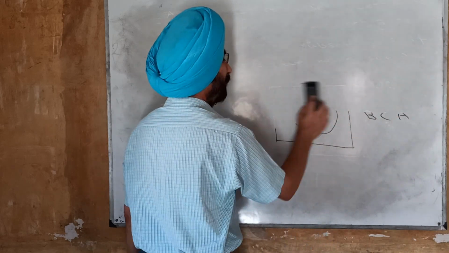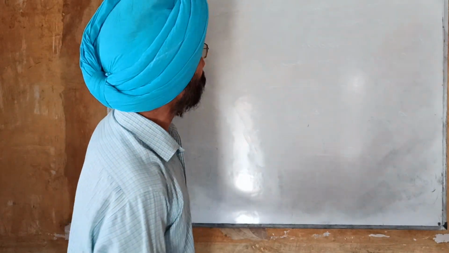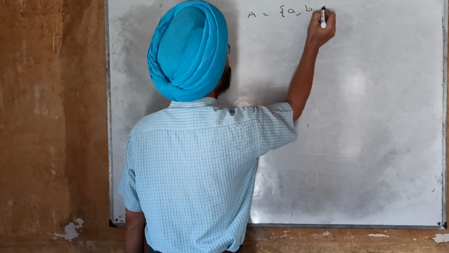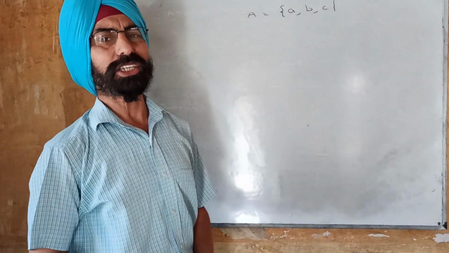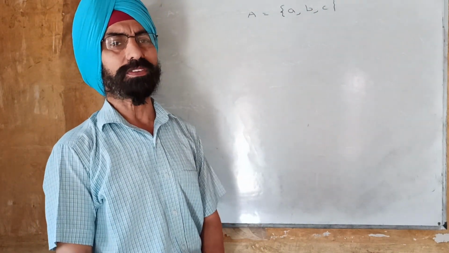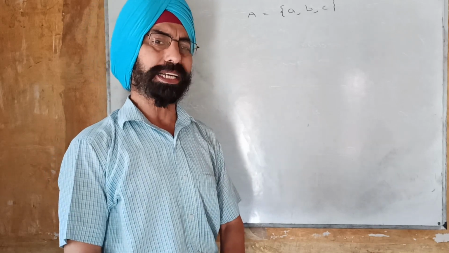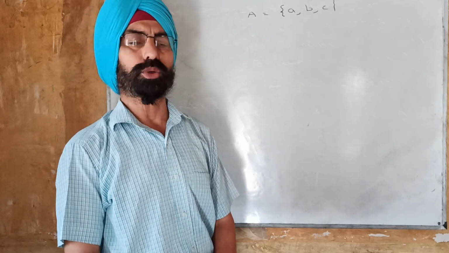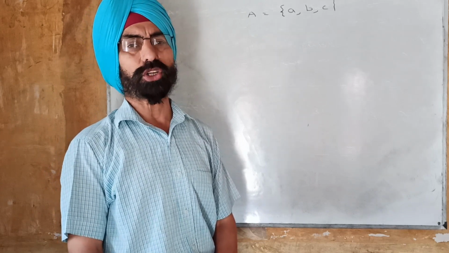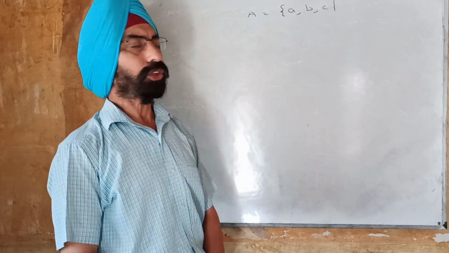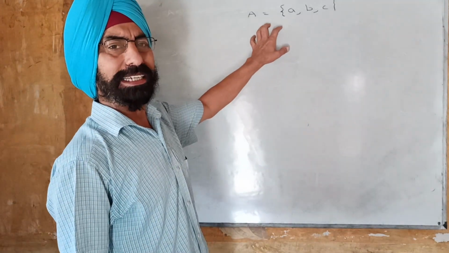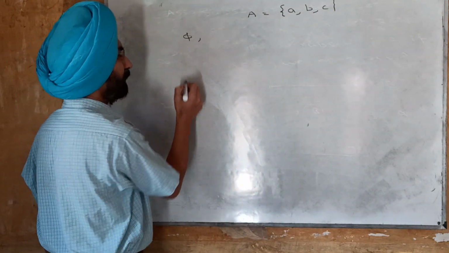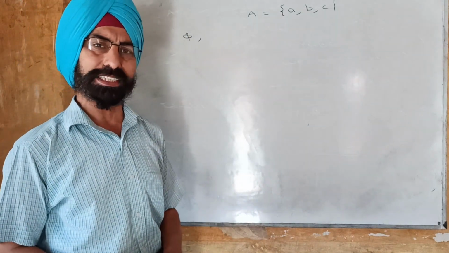Now let us move on to some example. Let me write a set. I am writing a set A consisting of three members, namely A, B and C. Let us write all the subsets of A. One thing is to be noted that phi, that means empty set, or you can say null set, or you can say void set, is a subset of every set. So when I write all the subsets of A, phi will definitely be there. So phi is the first subset of A because phi is subset of every set.